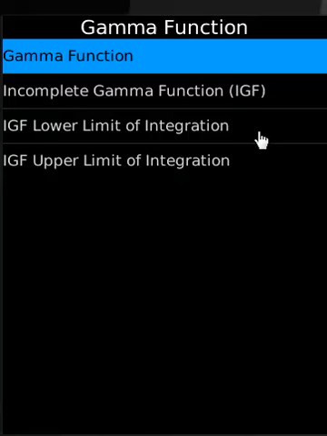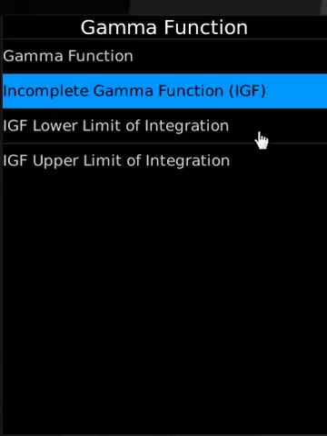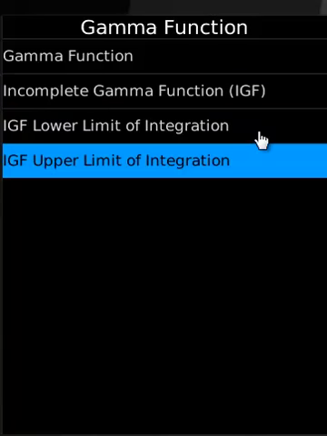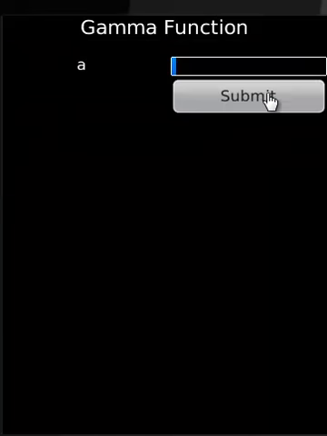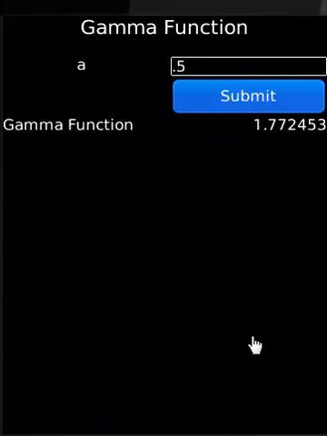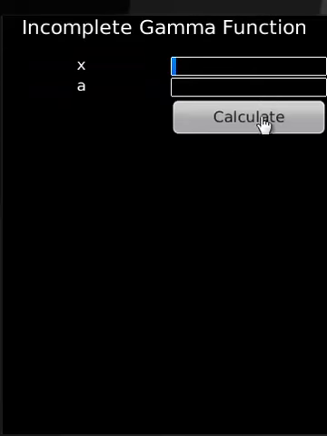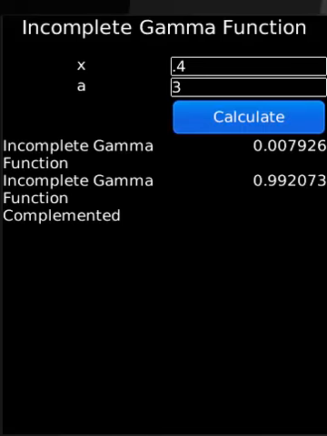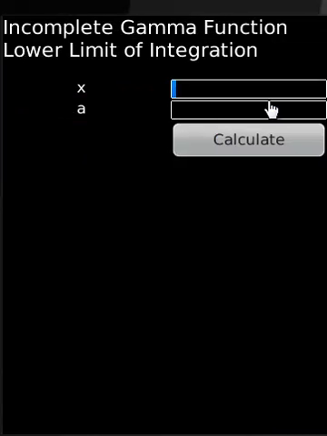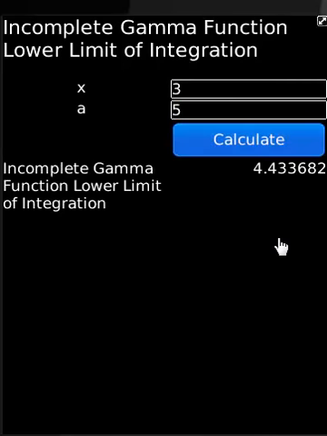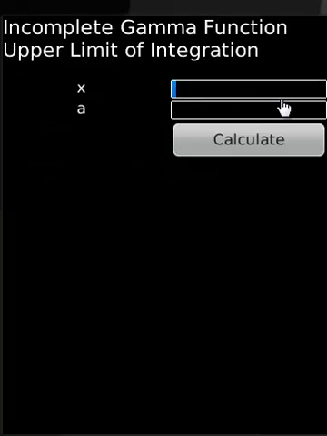Gamma function, here we have gamma function, incomplete gamma function, incomplete gamma function lower limit of integration, incomplete gamma function upper limit of integration. Now let's take a look at the gamma function. This is it, incomplete gamma function. Okay, this is what we get, lower limits. This is then 4, 7.